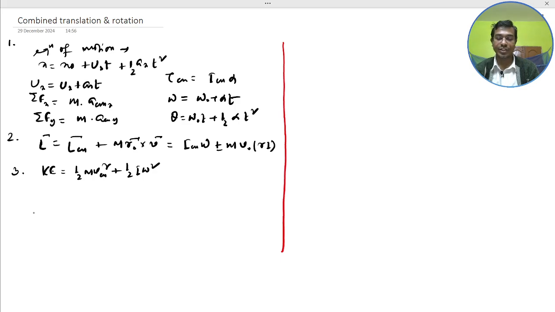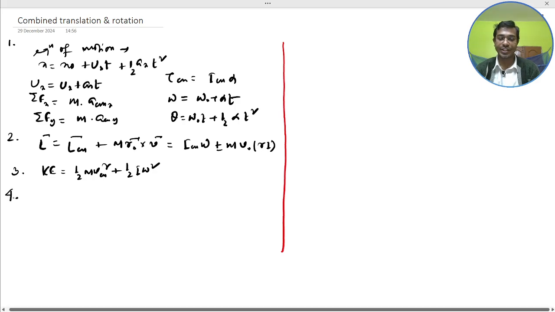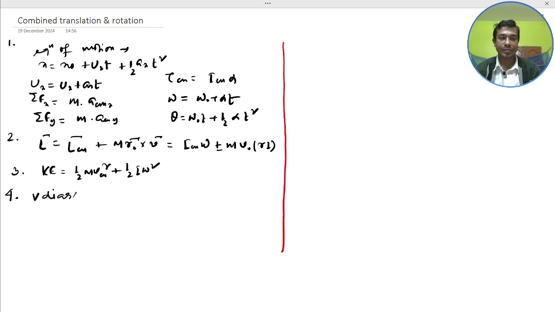Next one, the velocity and acceleration diagram of a body in rolling. I think this would help you for your JEE type of questions. First is the V diagram, the velocity diagram. Suppose this is a rolling body, and here the points A, B, C, D.